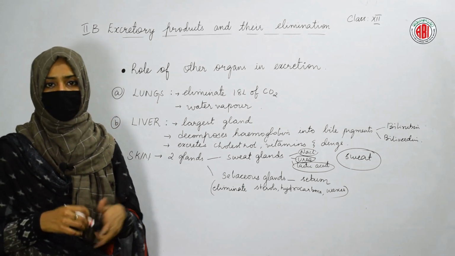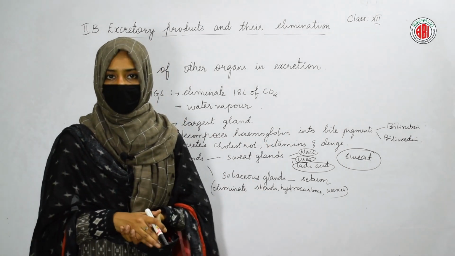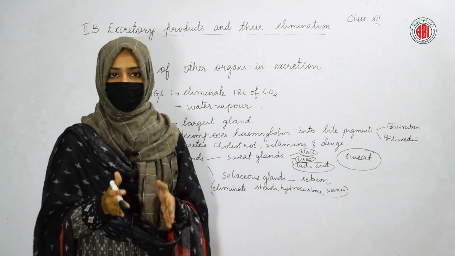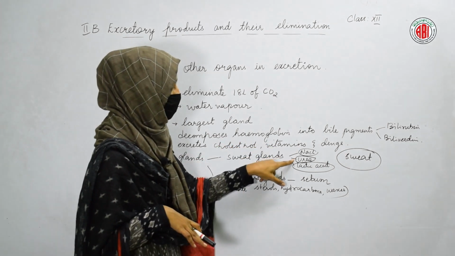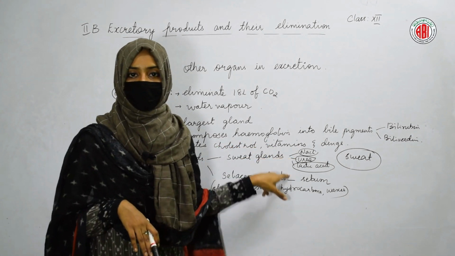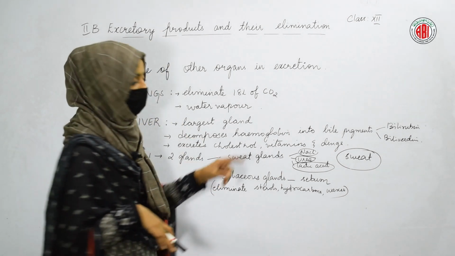So, sweat glands are nothing but the glands which are present in the skin, and these glands secrete sweat. When that sweat comes out of our body, it helps in the elimination of NaCl, urea and lactic acid, and these substances can be eliminated in the form of a watery liquid called sweat.